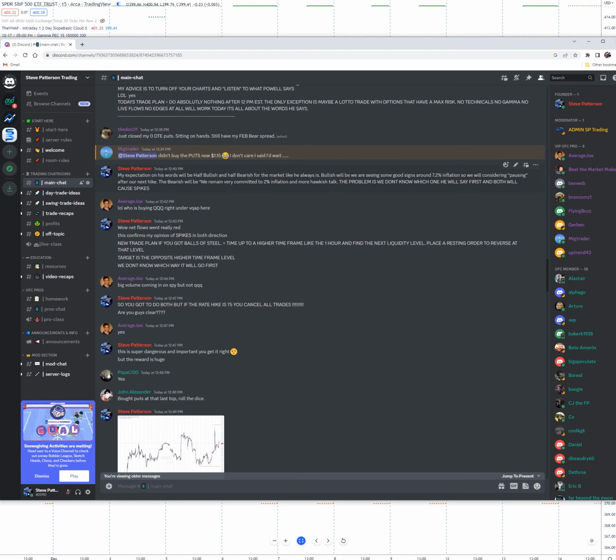Now, the problem is if I was expecting the market to spike in two directions, I don't really know which one is going to be said first, right? So for that reason, we just had some lotto puts on this morning. So what I was saying is, if you go up to a higher time frame and you look for the higher liquidity levels, that's your thing.